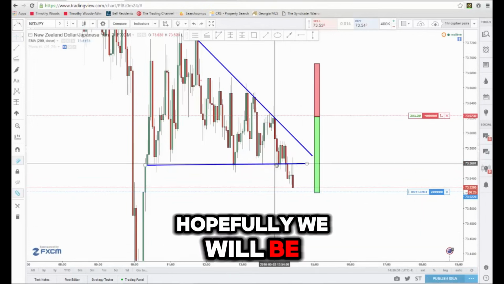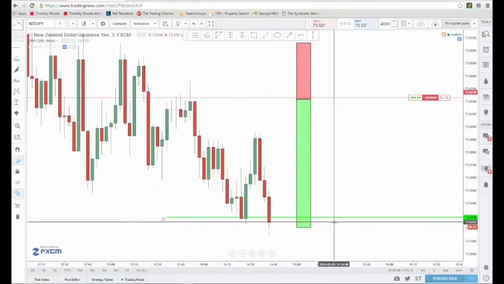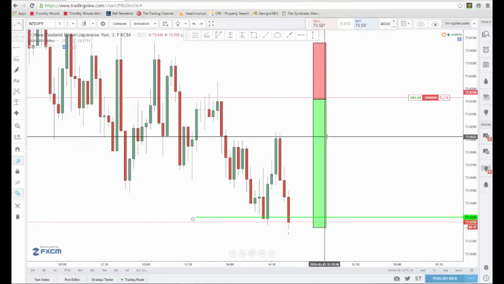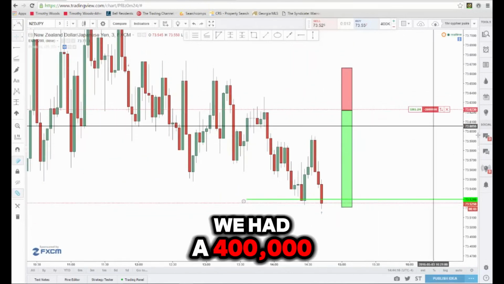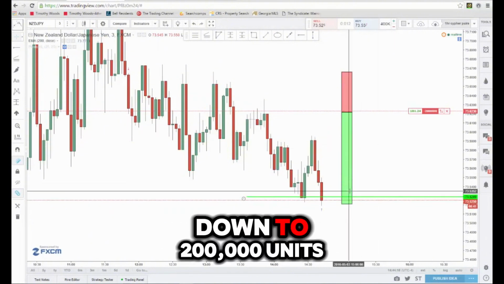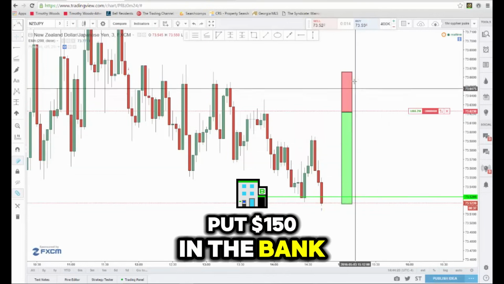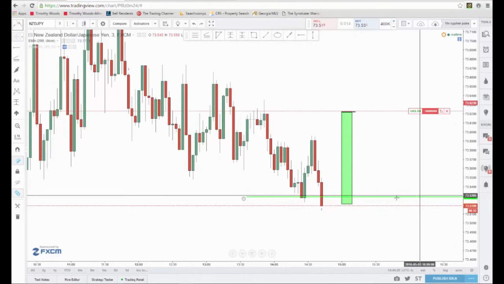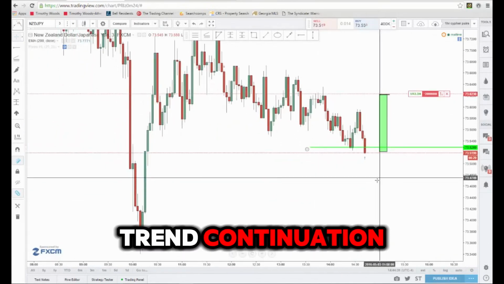Hopefully we will be filled as we come a little lower. And there we go guys, targets filled on the New Zealand yen trade. We filled the targets for half the position that we were in. We had a 400,000 unit position and now we are down to 200,000 units and we have now put $150 in the bank. Our stop has been moved to break even and we're just waiting to see if this market continues to press down in trend continuation.